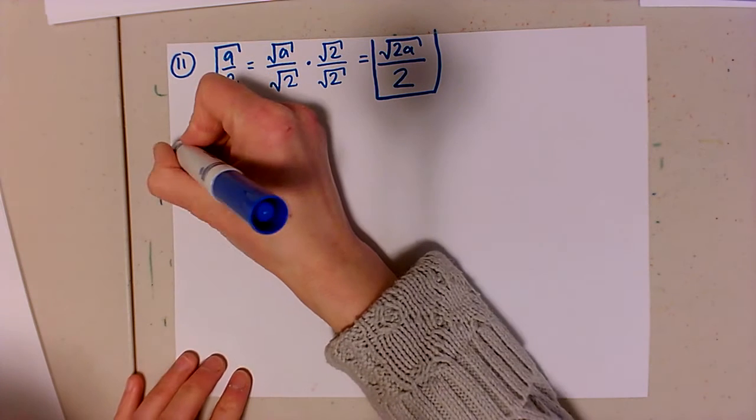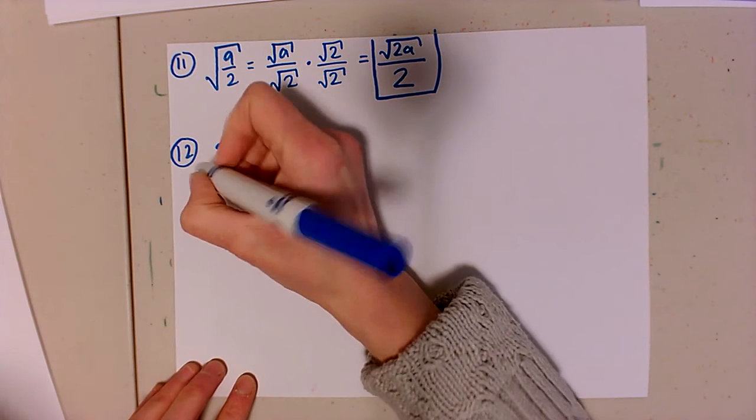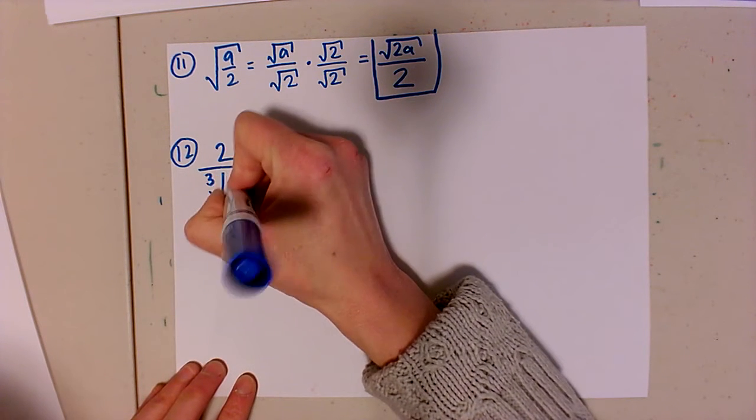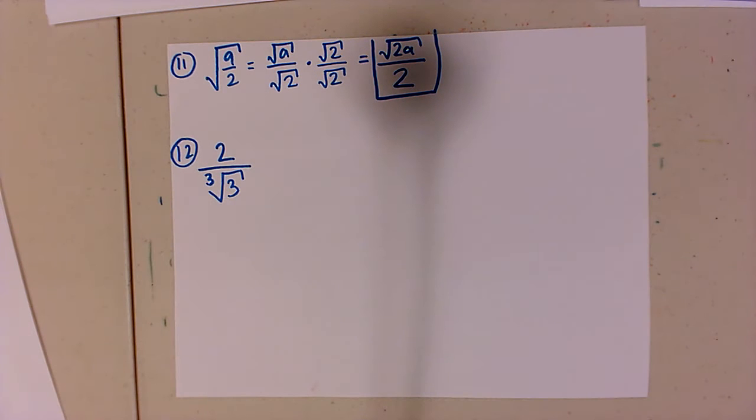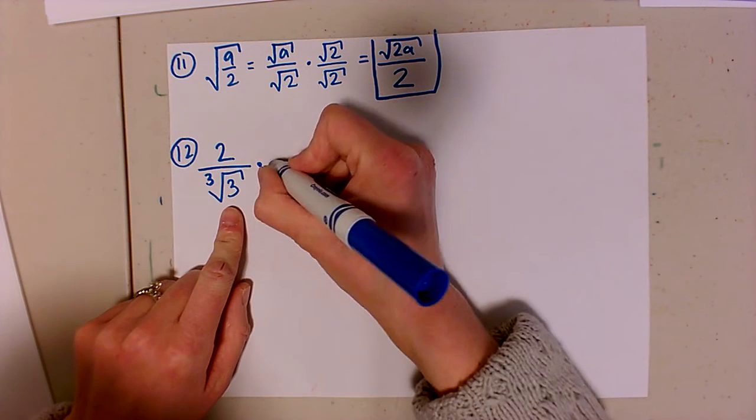Now for number 12, that's something different. We haven't seen anything like that in any of the examples we've done yet. We've got a cube root. Now if you want to get rid of a cube root, you have to multiply 3 of them in total. So we have 1 already, so that means we need 2 more, right?